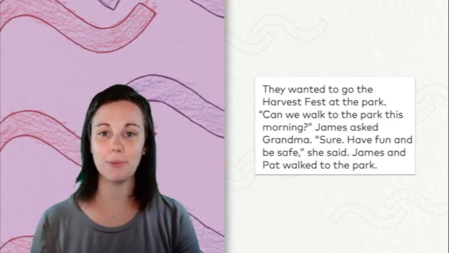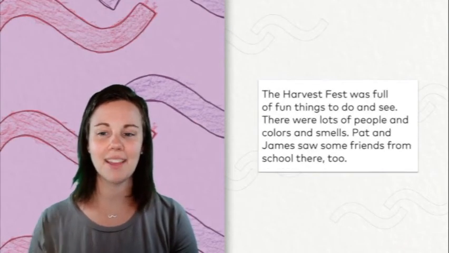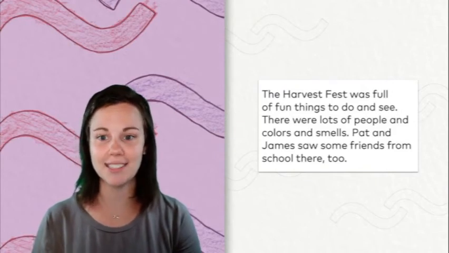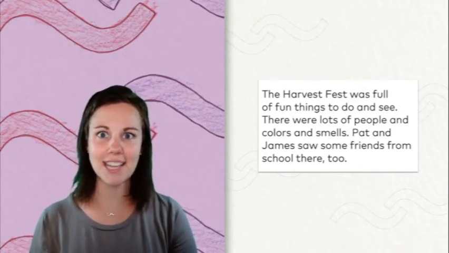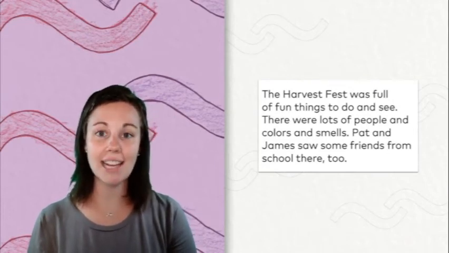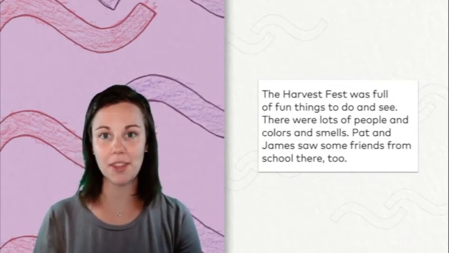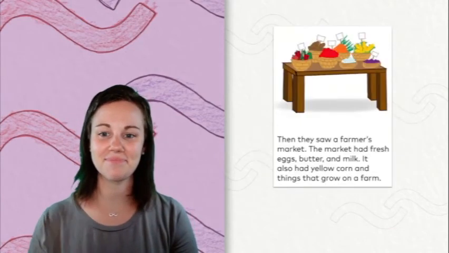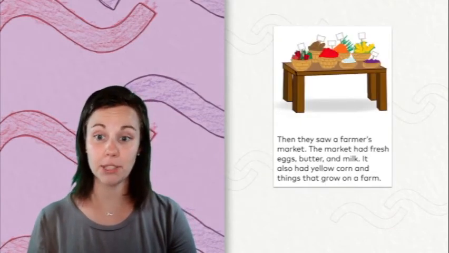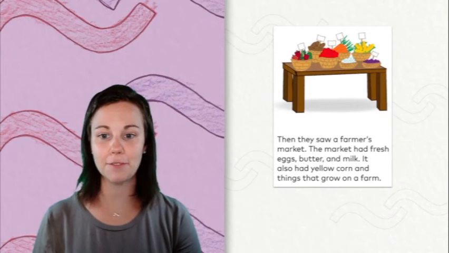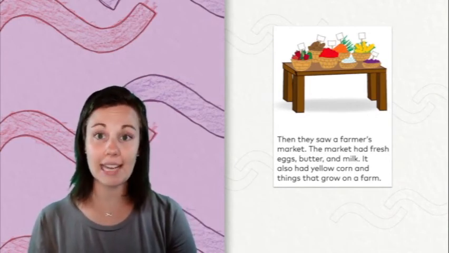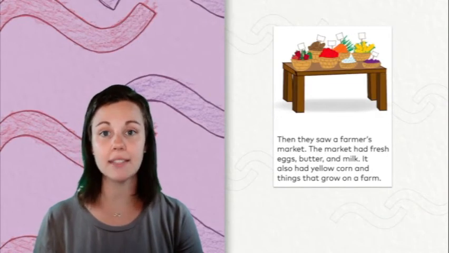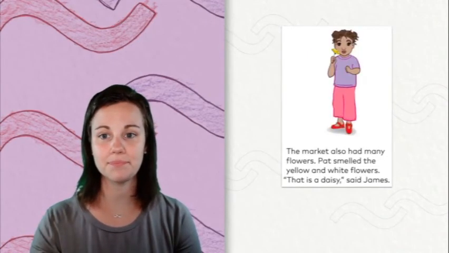James and Pat walked to the park. The Harvest Fest was full of fun things to do and see. There were lots of people and colors and smells. Pat and James saw some friends from school there too. Then they saw a farmer's market. The market had fresh eggs, butter, and milk. It also had yellow corn and things that grow on a farm.